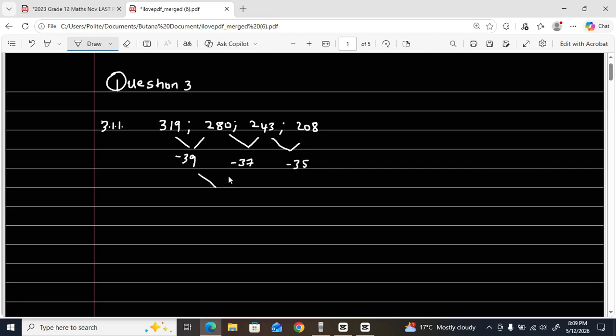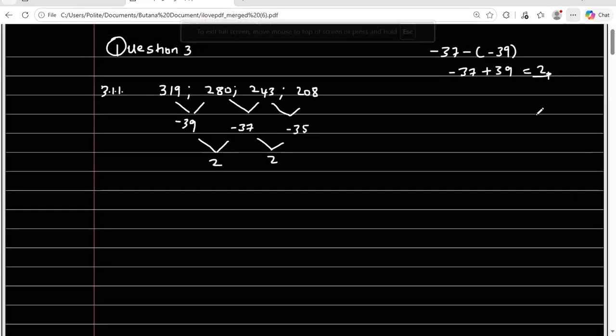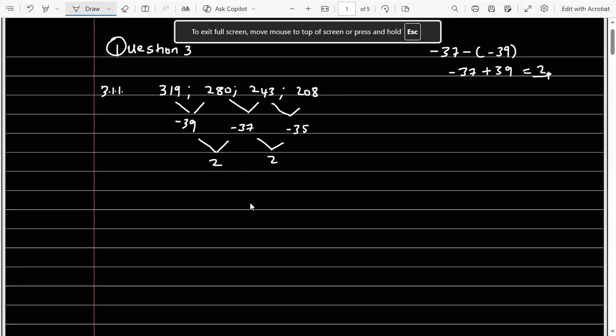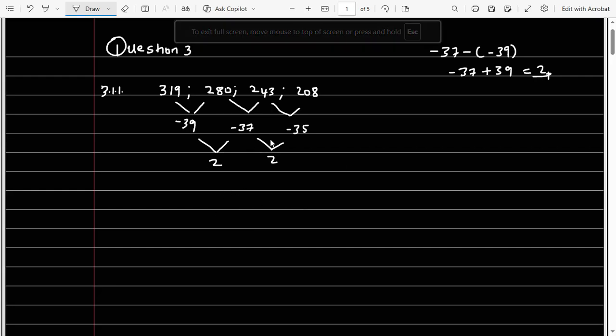Therefore, I need to find the second difference. So it's like saying minus 37 minus minus 39. So basically, this is minus 37, we add 39, which gives us positive 2. So the second difference here is 2. So if that's the difference, okay, so this is the difference.